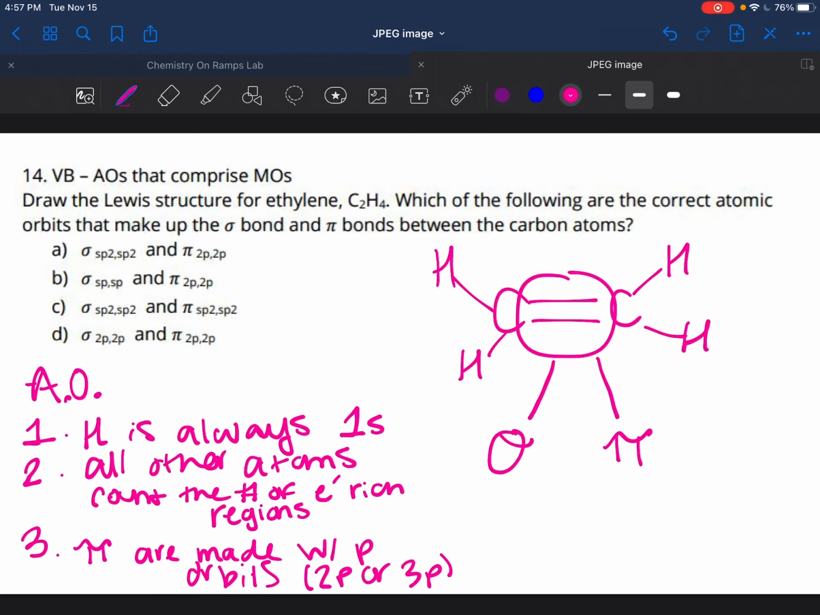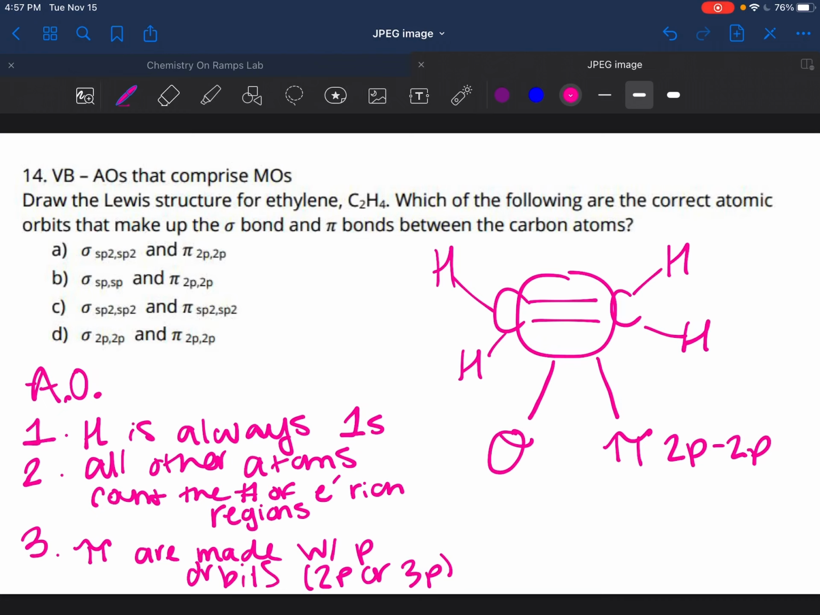So let's go ahead and start with the pi bond. Pi bonds are always made with p orbitals, 2p or 3p. So since it's a double bond, we're going to do pi, 2p, 2p, one for each carbon in the bond.